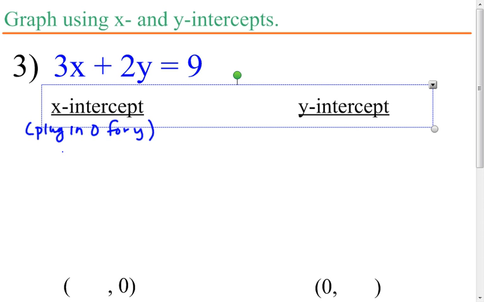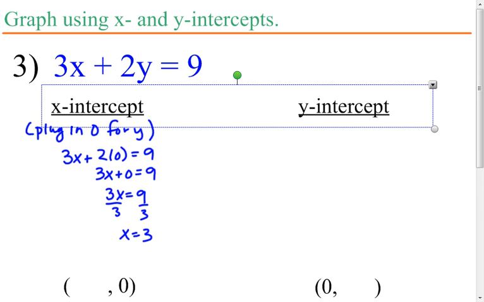Then I'll have 3x plus 2 times 0 equals 9, or 3x plus 0 equals 9. You can show less work than this, I just want you to see where this is coming from. Or 3x equals 9, divide by 3, x equals 3. Now remember I plugged in 0 for y. So when I make my coordinate, my y will automatically be 0, and my x value is 3 for my x-intercept. So my x-intercept is (3, 0).